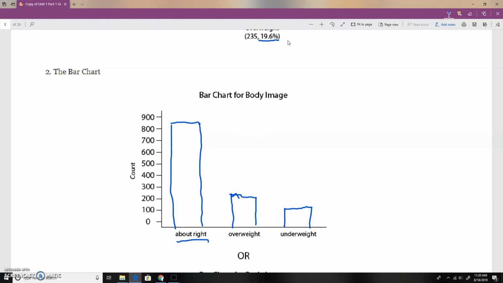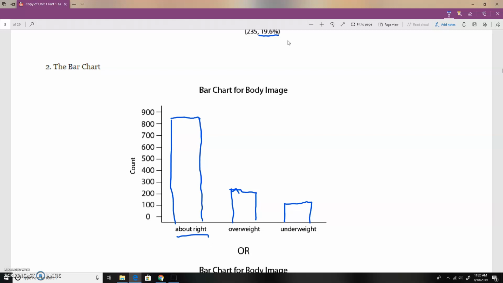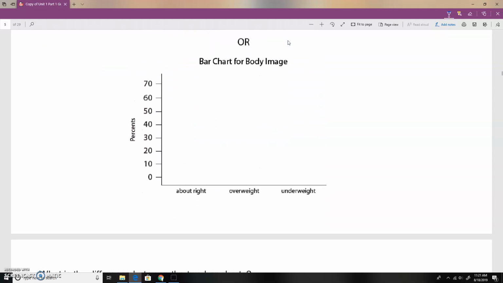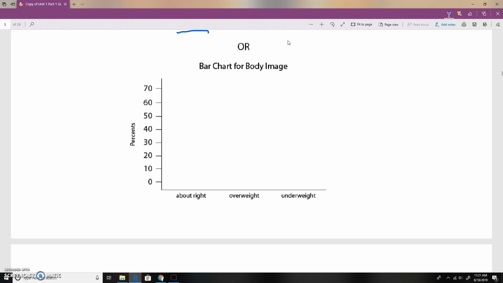Now, bar charts you've also seen, probably since elementary school. You should be pretty familiar with drawing and creating these. Now, one thing you may not be used to is, what if we took those percentages and graphed them into a bar chart instead of the counts for each number of students? Well, the percentage for about right was 71.3.